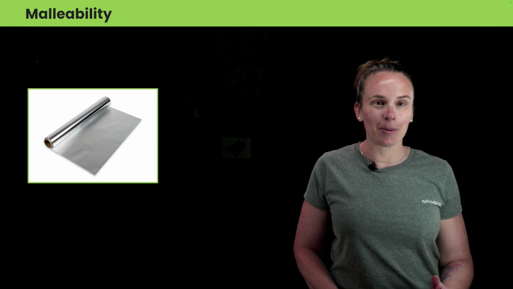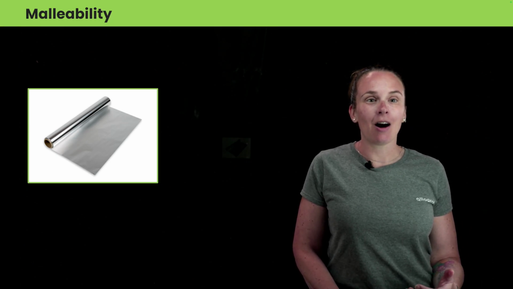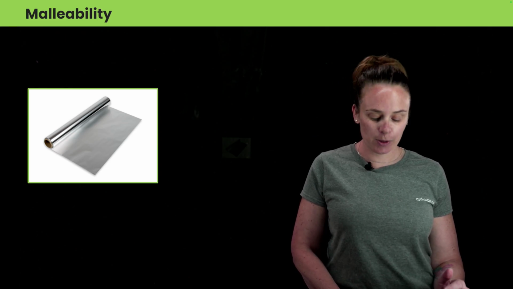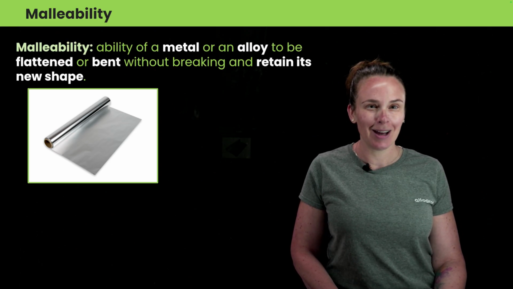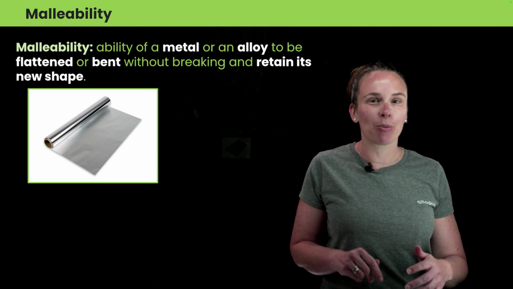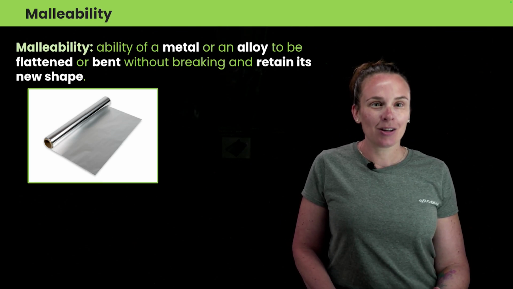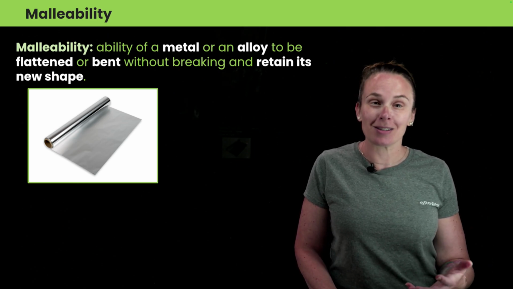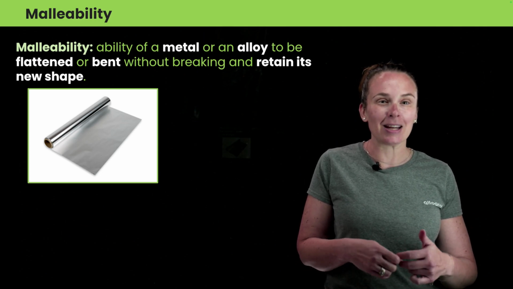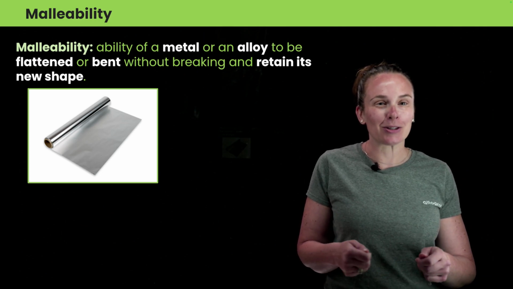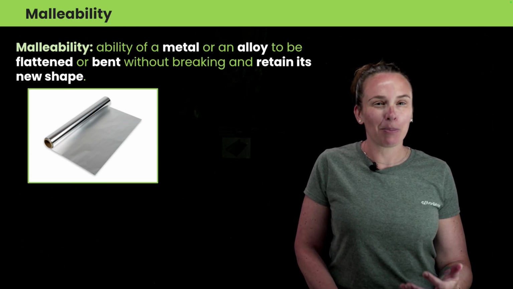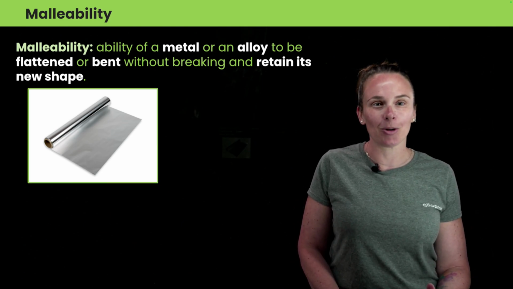So the last two properties that we're going to be talking about are properties that have to do with metals and alloys only. And the first one that we're going to talk about is malleability. It's the ability of a metal or an alloy to be flattened or bent without breaking, and it retains its new shape. So aluminum is a great example. It's a metal that can be flattened and bent and made into tinfoil. It can also be stretched and bent to make cutlery and plates. So it is a perfect example of something that is malleable.